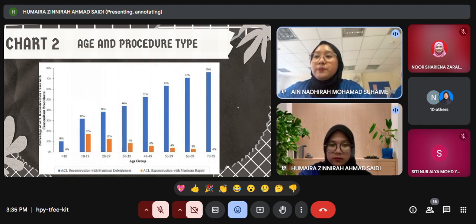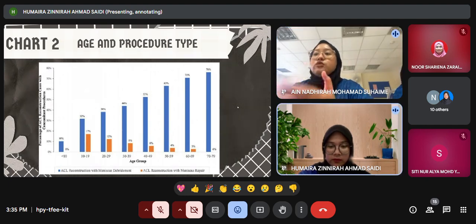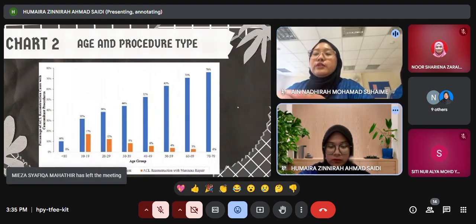Starting from the youngest group, in patients under 10 years old, meniscus debridement is performed in approximately 10% of cases, while meniscus repair is around 0%. In the 10 to 19 age group, the frequency of procedures increases. Meniscus debridement is seen in 32% of cases, while meniscus repair reaches its peak at 17%, which is the highest percentage across all age groups for meniscus repair. This indicates that younger patients are more likely to undergo repair due to better healing potential.